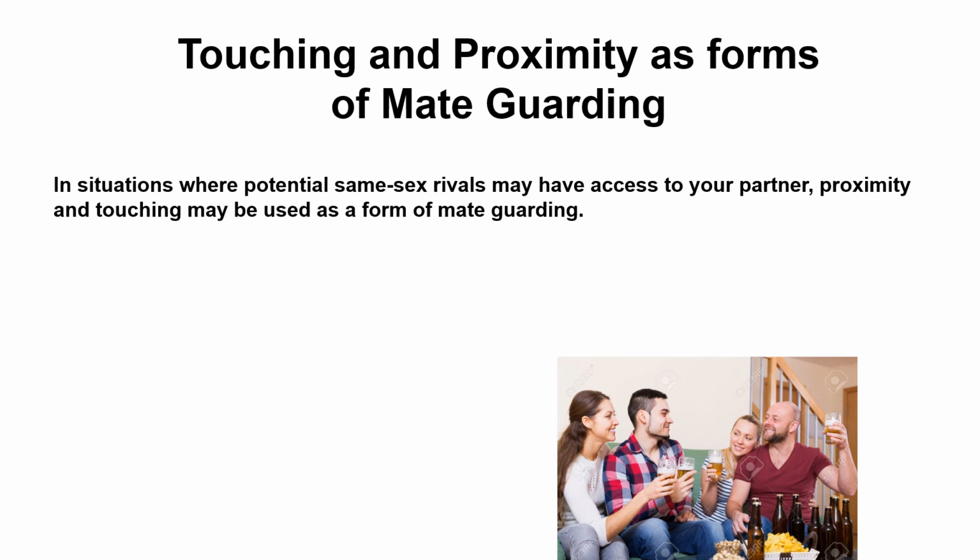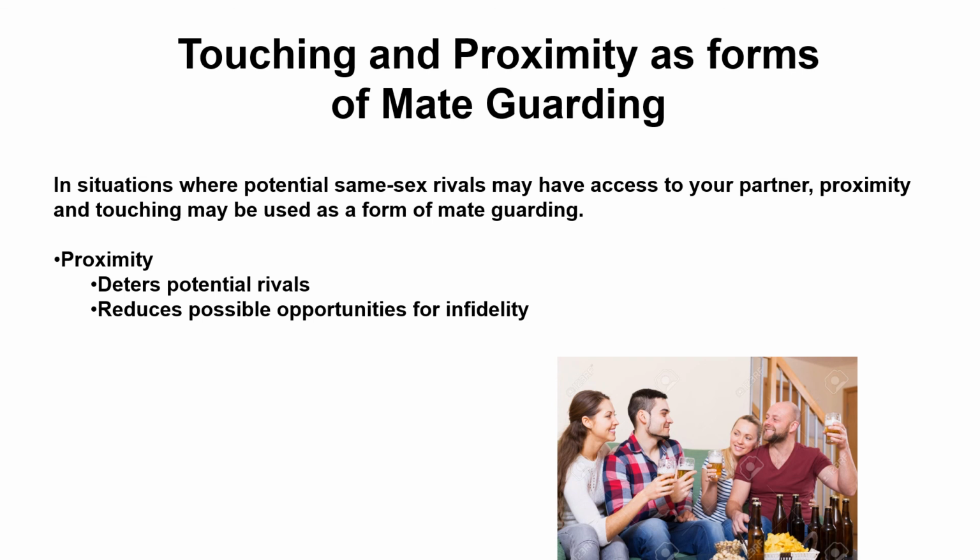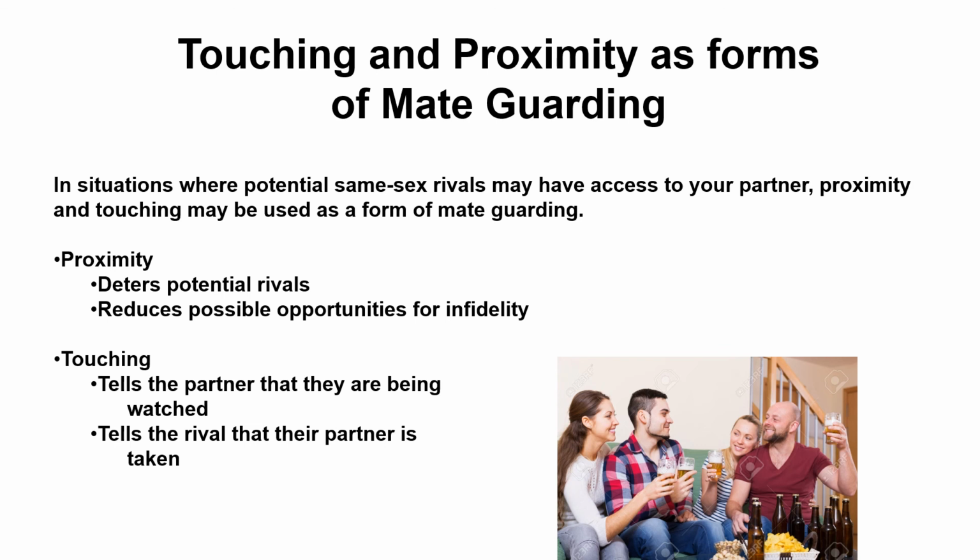So in situations where potential same-sex rivals may have access to your partner, proximity and touching may be used as forms of mate guarding. So what does proximity do? Proximity deters potential rivals. Basically, if you're closer to your partner, rivals can't get to them. It also reduces the possible opportunities for infidelity. If you're closer to your partner, they can't commit infidelity. Touching, on the other hand, tells the partner that you're being watched, and also tells the potential rival that the partner has been taken. And basically what I expected to find is both of these were highly used as mate guarding strategies.